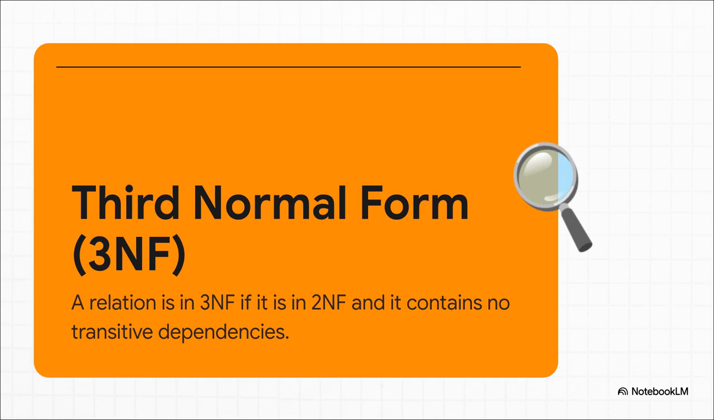First, you have to be in 2NF. And second, you have to make sure that every column that isn't the key depends directly on the primary key and on nothing else. There are no middlemen, no indirect dependencies allowed.